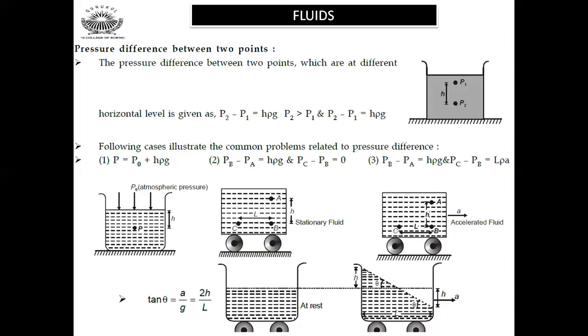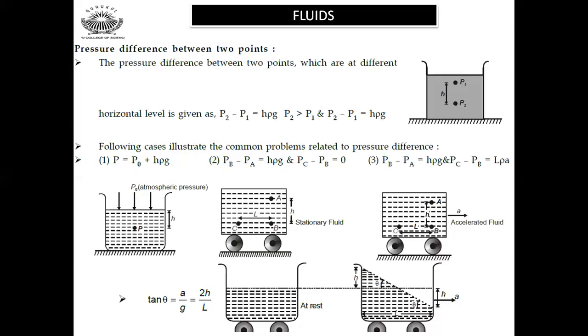PB minus PA will be equal to rho gh. In the second diagram, A, B, C are 3 points here. PB minus PA will be equal to rho gh, and PC minus PB equals 0, because there the height h is 0. Since C and B are at the same level, there will not be a difference between the pressures, so hence it will be 0. In the third diagram, again PB minus PA equals rho gh, and PC minus PB equals L rho a, where L is the distance here. So this is how we will be calculating it. LC minus LB it will be.